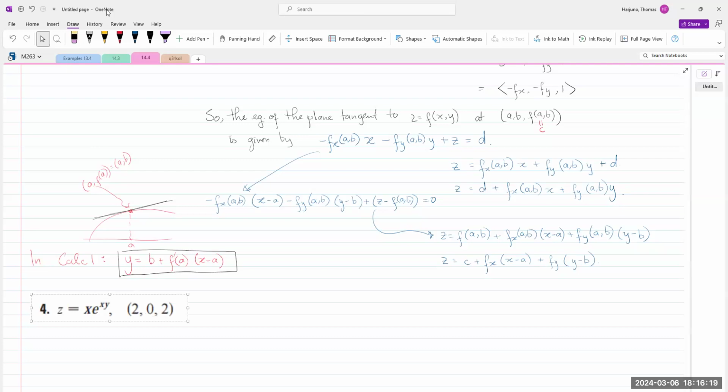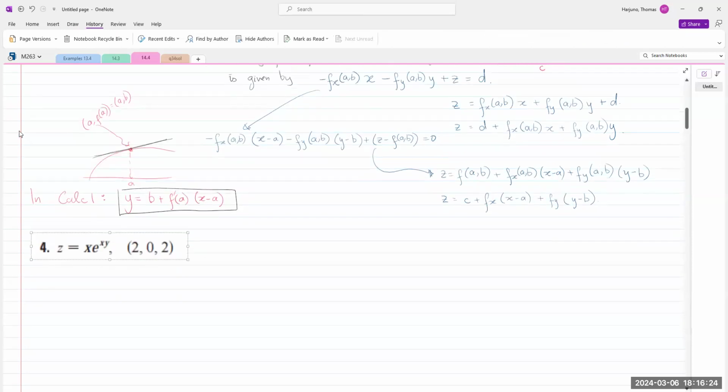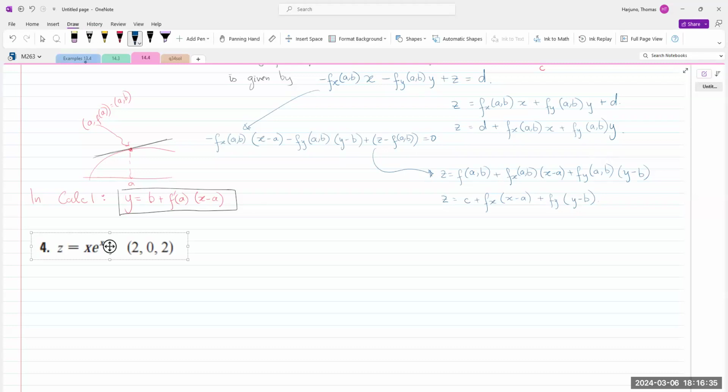So let's find the equation of the tangent plane of this surface at coordinate (2, 0, 2). Well, then we do z sub x equals e to the xy plus xy e to the xy. z sub y will be x squared e to the xy.